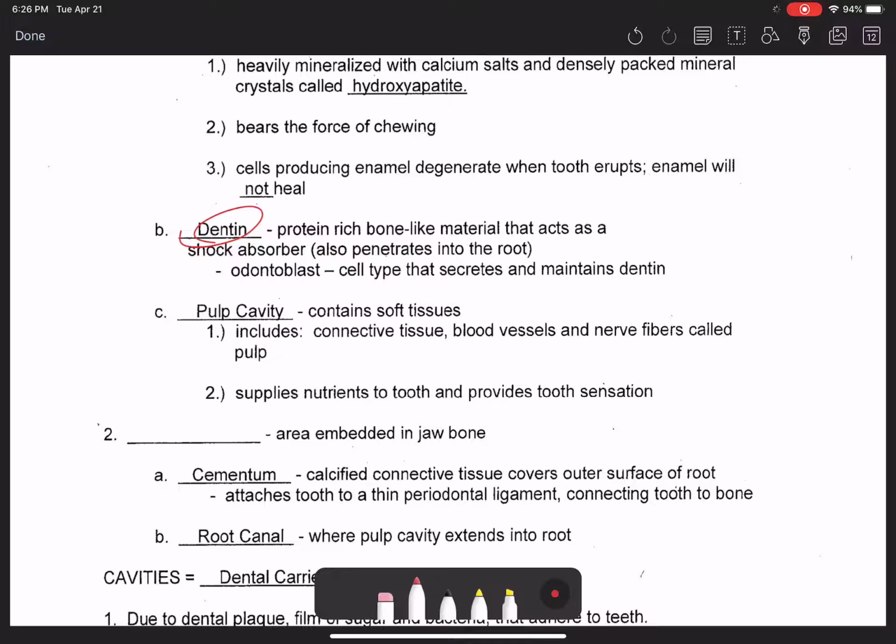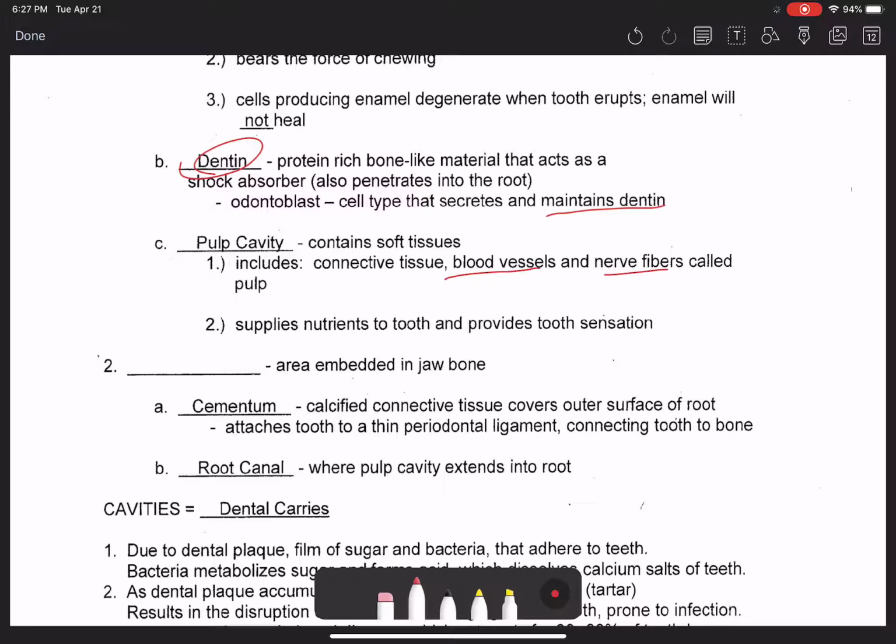The pulp cavity is this connective tissue cavity that's deep to the dentin, mainly within the root of the tooth. You also have lots of blood vessels and nerve fibers within the pulp cavity. So it helps supply nutrients to the tooth, and then also is the source of tooth sensation.